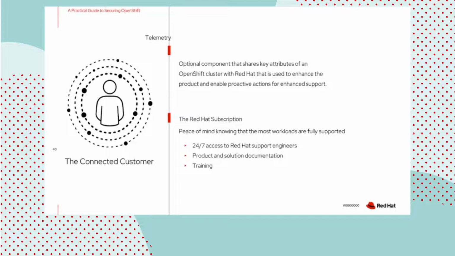And obviously, if you buy the Red Hat subscription, you have absolute peace of mind that all the workloads are supported. It's a fully hardened platform, right from the operating system to the Kubernetes, to the applications, to the network traffic, to the storage, to any third-party components that are running on it, to the entire secure software supply chain that's feeding into OpenShift. All of that is secure. You have 24/7 access to Red Hat support engineers, access to all training, product documentation, solution documentation, and whatnot.